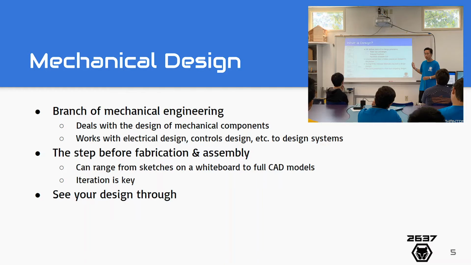The design process is the step before fabrication and assembly, and it can range from sketches on a whiteboard and brainstorming to full-on CAD models. We try to iterate during the CAD process before parts are actually manufactured, and learn and gather data from prototypes, so that we don't have to manufacture full-on robots before the final step, because that would cost a lot of money. And each mechanical designer needs to see our design through until the end.